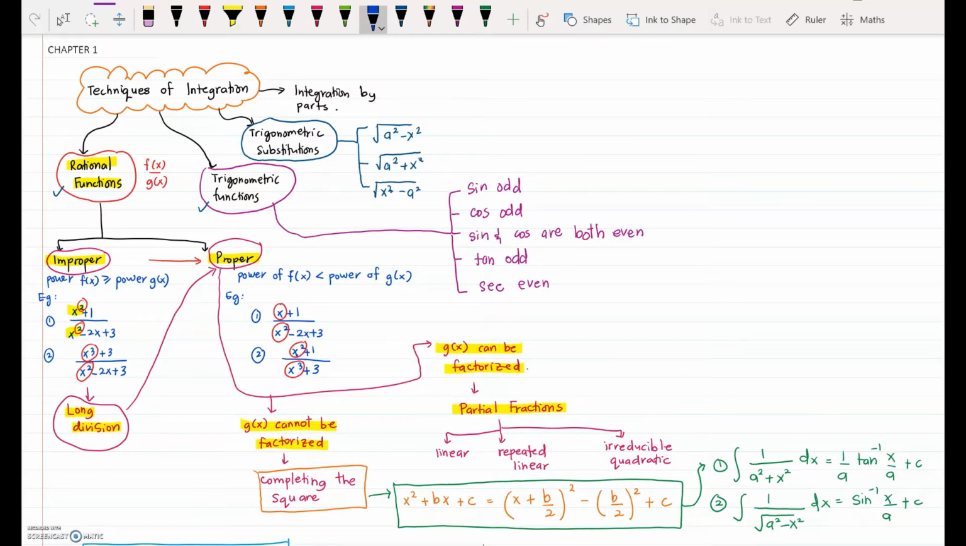In this video we will continue with the last technique of integration in chapter 1, that is integration by parts. Integration by parts is basically used for product functions, and we have three cases that we will discuss in this topic. The first one is non-repeatable function times repeatable function. Second, non-repeatable function times non-repeatable function. And last, repeatable function times repeatable function.